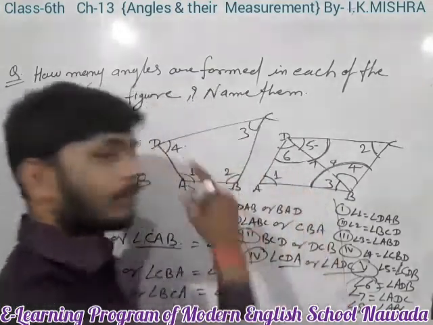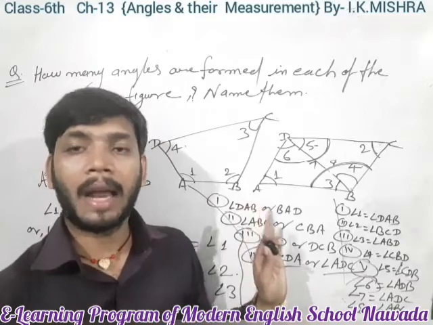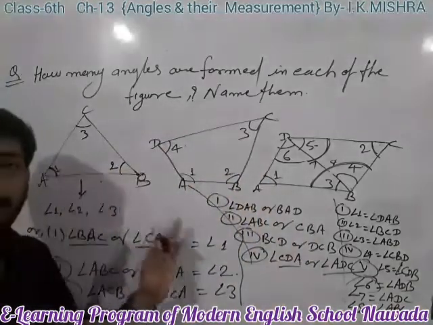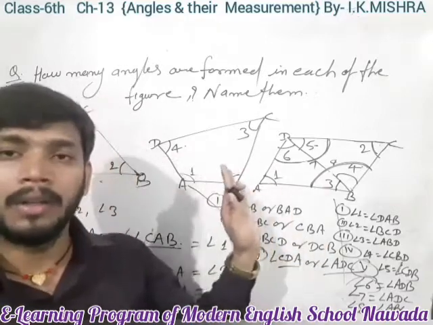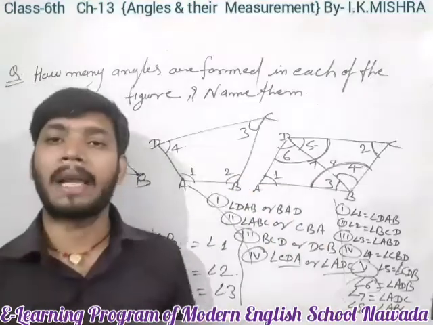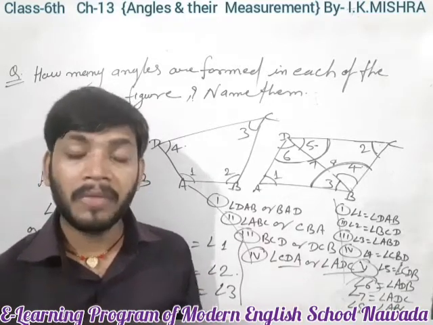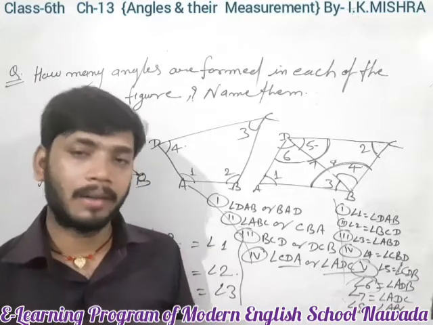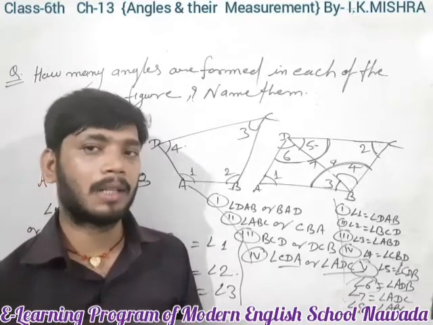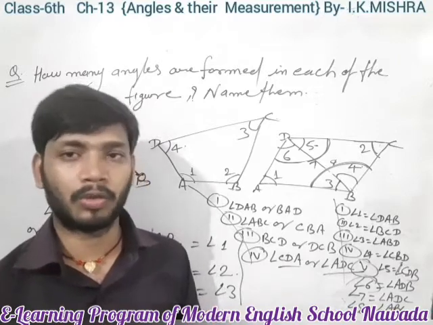So students, in this figure a total of 8 angles are formed, and here I discussed all the angles formed in the given figure. Similarly, students, you can write the names of angles in any figure clearly. Now students, proceed to the next question, and this is the last question. After that your class will be over.